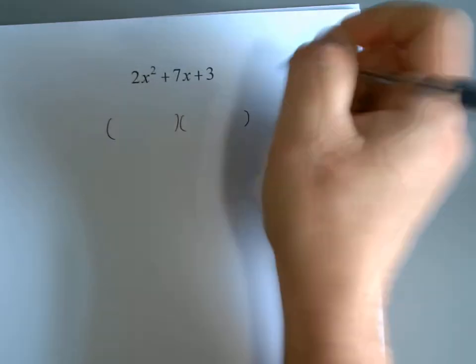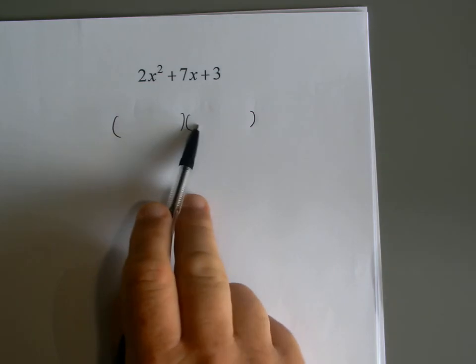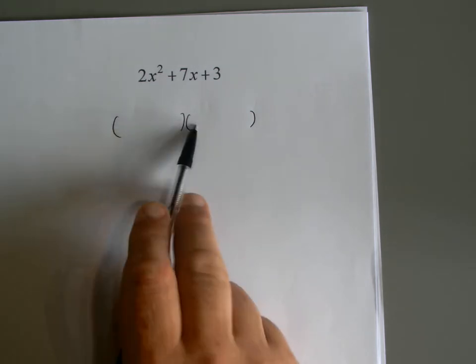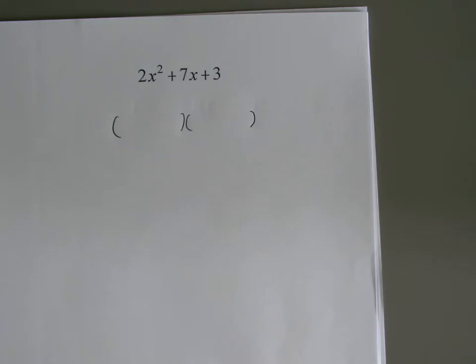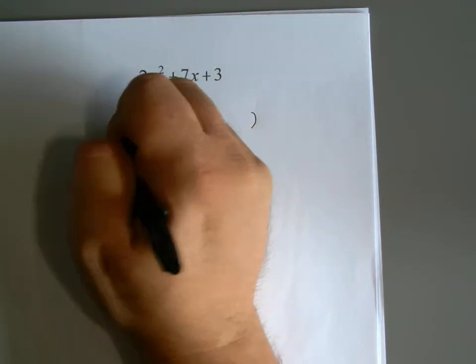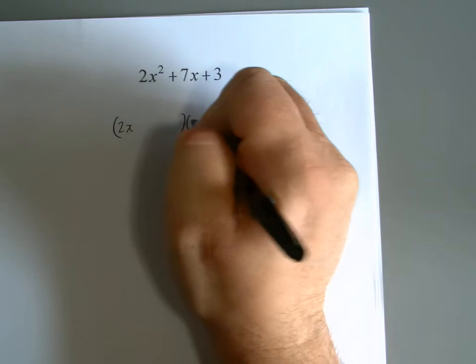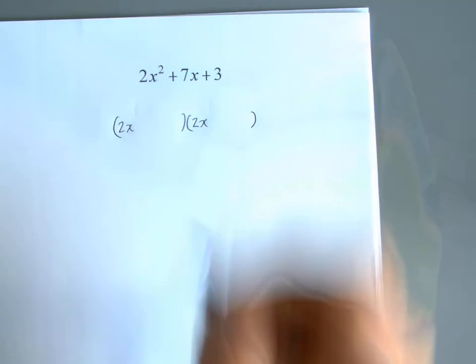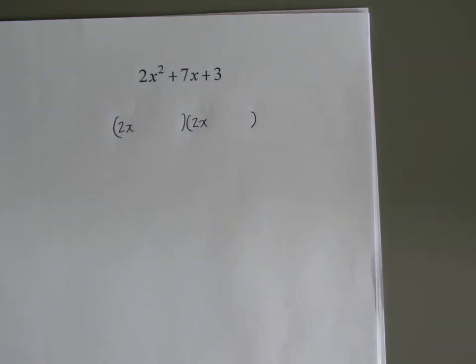Now, clearly, I can't put just x in both of them, because if I did that, x here and x there, when you multiply it out, x times x is x squared. That's no good. You want 2x squared. Well, what we do is this: because there's 2x squared here, I'm going to put 2x in both brackets. This is a magic method, and it will work.